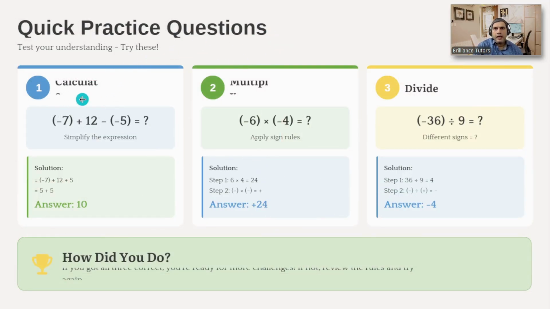Quick practice questions. Calculate minus 12 plus 12 minus 5. Minus minus makes plus, so it becomes minus 7 plus 5... Here minus 6 into minus 4, the same sign, so it will be plus, and 6 into 4 is 24, so we get 24. I hope that's clear. And minus 36 divided by 9: different signs, so it is always minus, and 9 times 4 is 36, so we get minus 4.